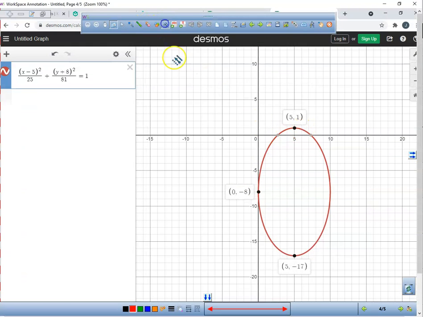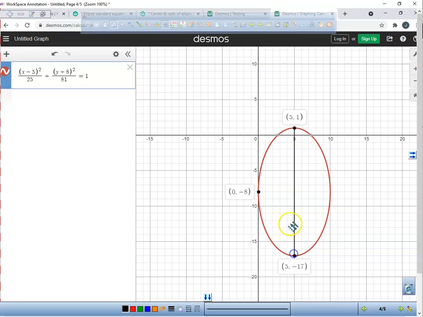What I'd like you to do now, in your picture, please, is going to be important for your journal. I want you guys to draw in your major axis and draw in your minor axis. So just draw them in, because I want you guys to see how you can find different pieces of an ellipse. Does everybody see how this distance right here is 9 units, and that's also 9 units?